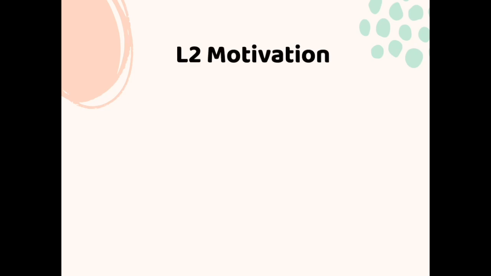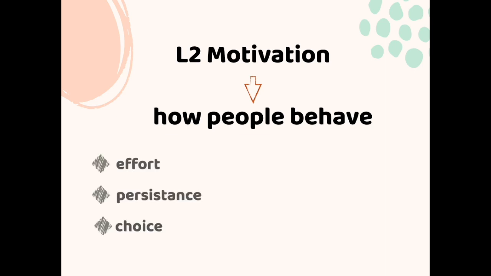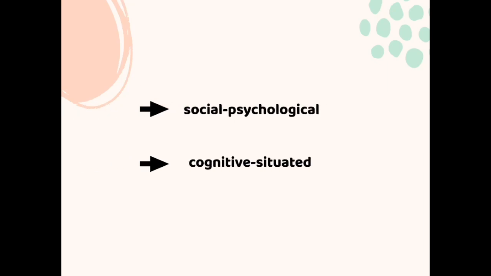To understand L2 (second language) motivation, we need to consider many factors and try to explain how people behave. While motivation in language learning is difficult to define precisely, most researchers agree that it includes effort, persistence, and choice. In the long history of L2 motivation research, experts divided it into three phases: social psychological, cognitive situated, and process-oriented.